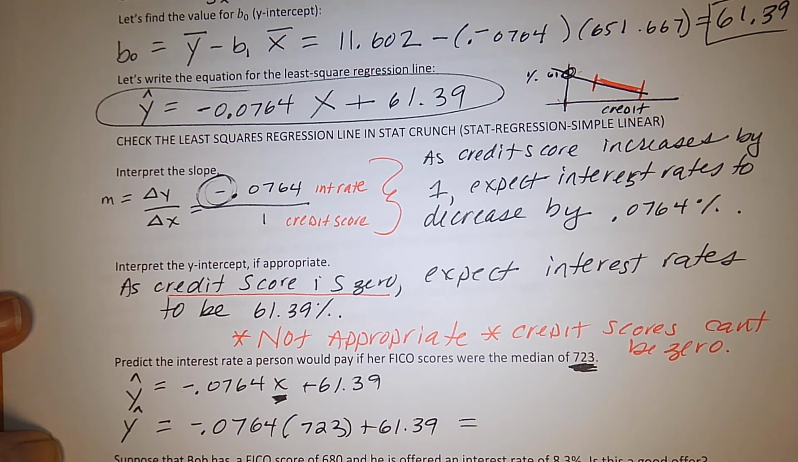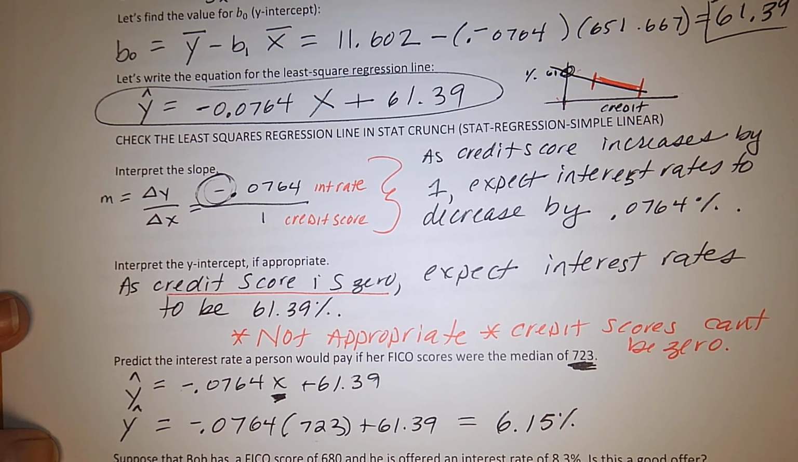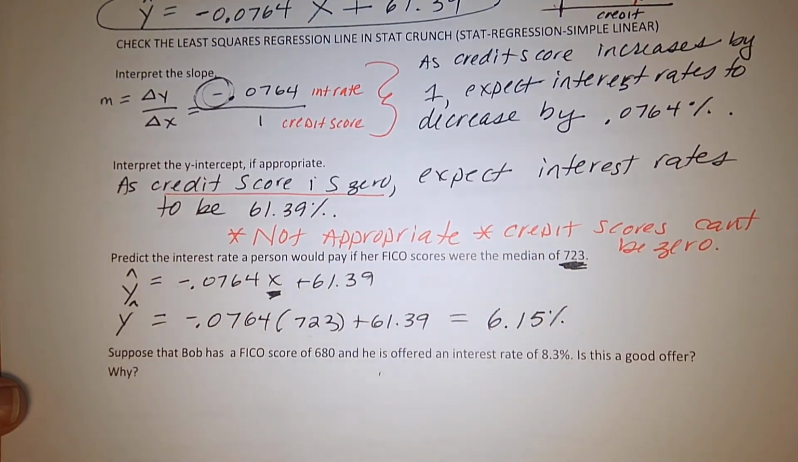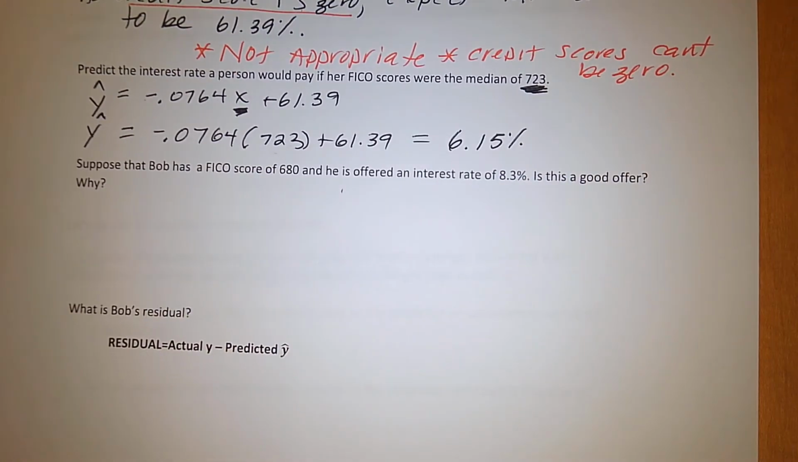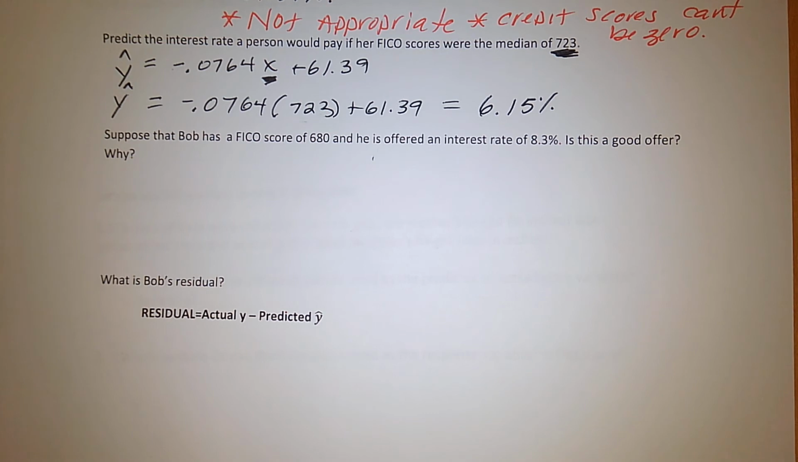So when you put that into your calculator, hopefully you'll pause this and find that answer yourself. I'm going to get a value of 6.15%, which is a really good interest rate. But then again, they do have a very good credit score. So last question to this particular problem, okay? Bob has a credit score of 680, which is mediocre. He's offered an interest rate of 8.3%, and he wants to know whether that is a good offer.